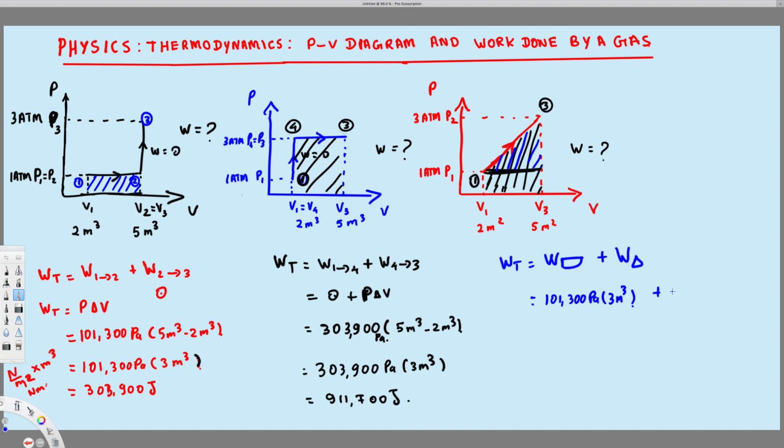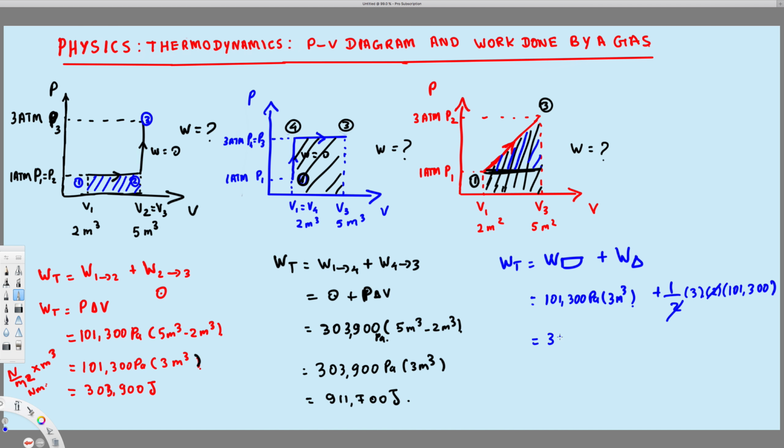Plus for the triangle, we are going to use half times height times the width. So let's put values. Half times the width is going to be 3, same as this width. So that's going to be 3 multiplied by this height. This height is going to be 3 minus 1, that's going to be 2 times, this is an atm, so I had to convert this into Pascal, so I multiply this by 101,300, right? Let's cancel this 2 and this 2, and that's going to give us 303,900, right?